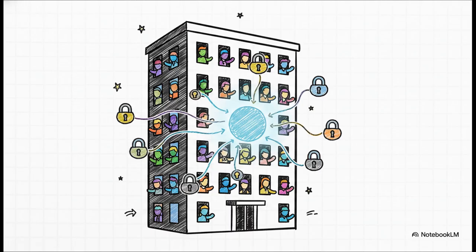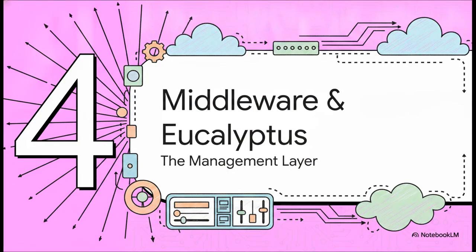Make sure you write that down. Multi-tenancy simply means a single application serves multiple users, sharing resources securely. Anchor your definition with everyday practical scenarios, like using Salesforce for customer relationship management or Google Docs for office tasks. Okay, Section 4, Middleware and the Eucalyptus Cloud. This is the management layer.